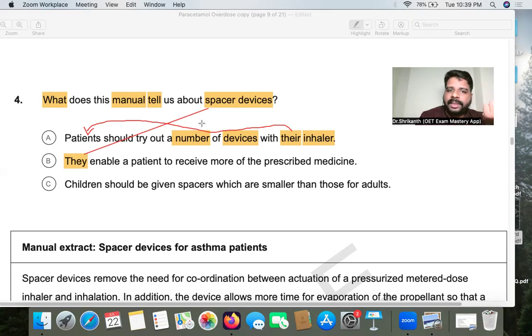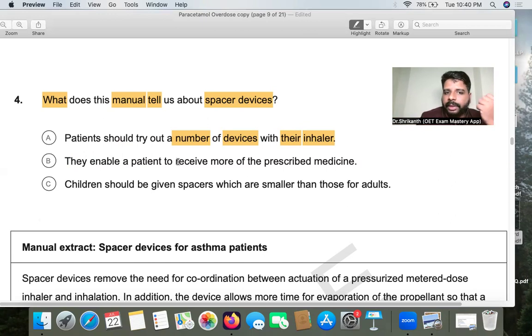So the spacer devices enable, which means to allow. It allows the patient to receive more of the prescribed medicine. Inside the spacer device, we will put the medicine, and if we are using this spacer device, it allows the patient to receive more quantity of the medicine. That referencing skill you need to have. That is very, very important. So, let's do the keyword analysis over here. They enable the patient to receive more of the prescribed medicine. So, keywords.